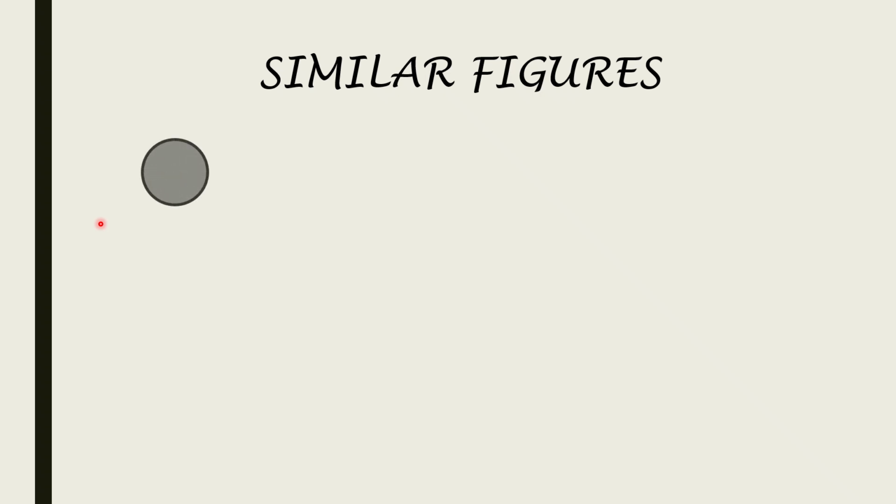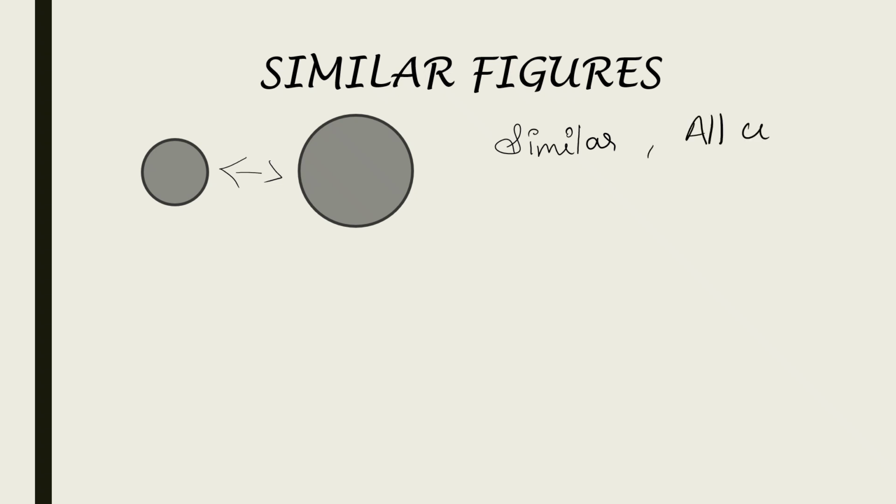Consider a circle and another circle. These two circles are called similar figures, okay? They look similar. Circles are always similar. All circles are similar. There is no doubt in that. All circles are similar.